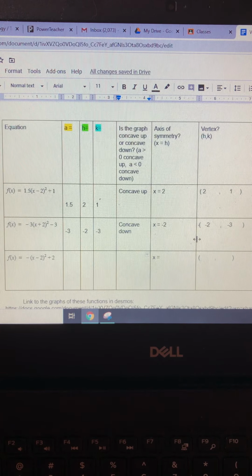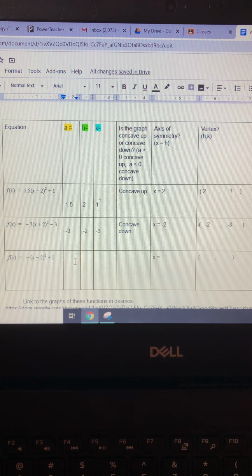f of x equals negative 1 times the quantity x minus 2 squared plus 2. So just like with our other examples, we're going to start by identifying, in this case not a, b, and c, but a, h, and k. In this case, a is going to be negative 1 because the number being multiplied in front of the parentheses is a negative 1. To find h, I'm going to look for the opposite of the value that is being added or subtracted to x inside the parentheses.